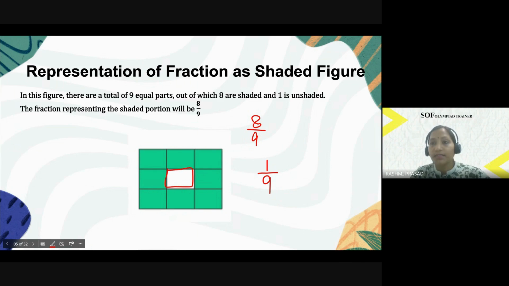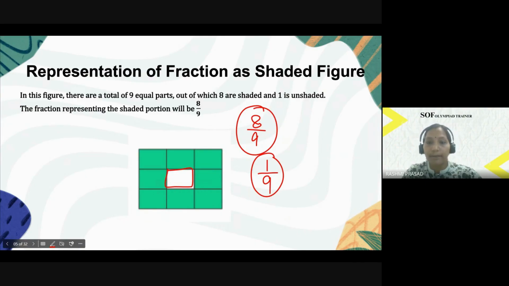So fraction is basically a part of a whole. Make sure the denominator represents the total parts and the numerator is whatever is asked, shaded. In this case, 8 parts are shaded. So the fraction for shaded is 8 over 9. The fraction for not shaded is 1 over 9. So I hope this mistake you will not repeat.